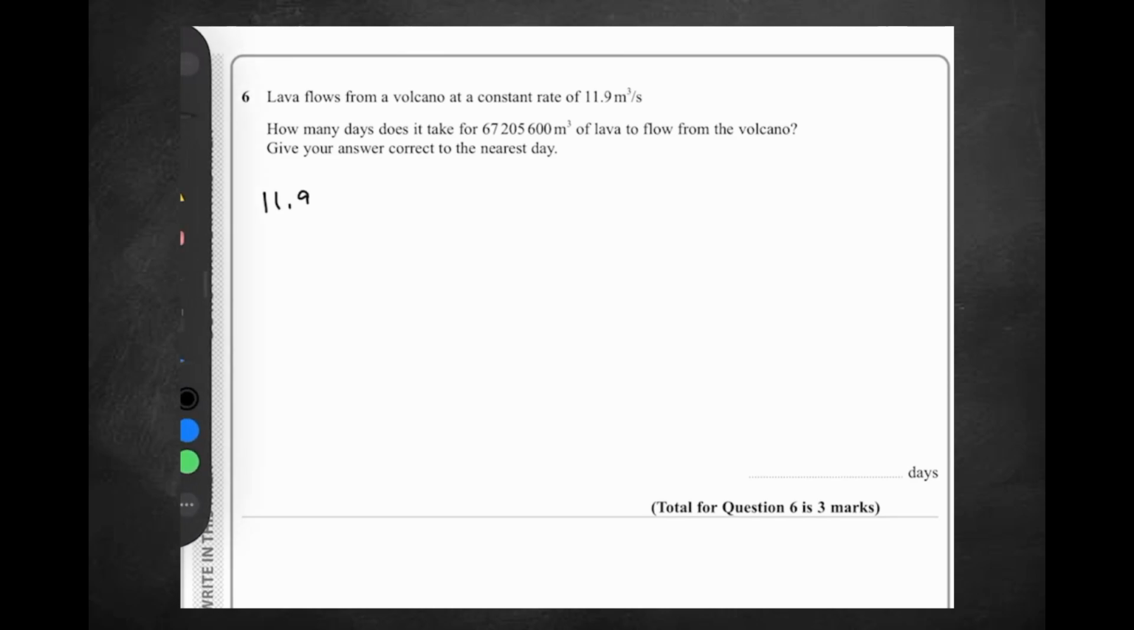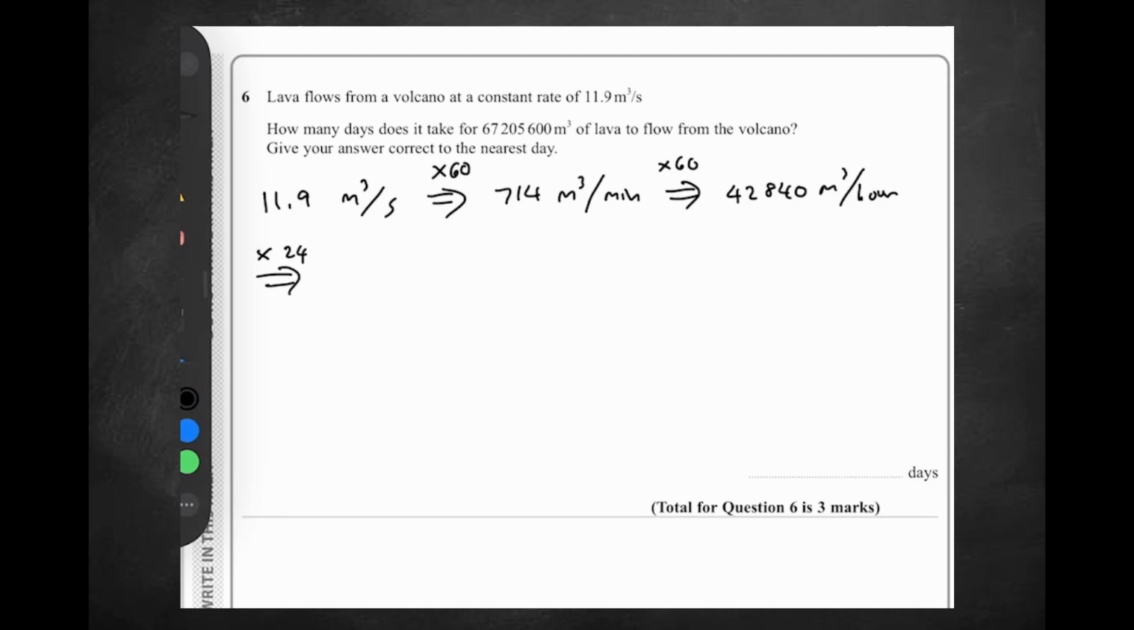If it is 11.9 meters cubed per second, then we're going to multiply it by 60. So 11.9 times 60 is 714 meters cubed per minute. And then we're going to times that by 60 to get 42,840 meters cubed per hour. And we're going to times that by 24 to get 1,028,160 meters cubed per day.